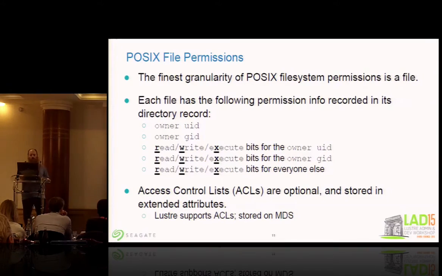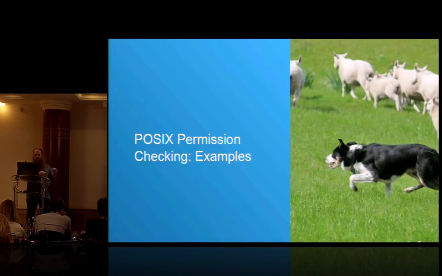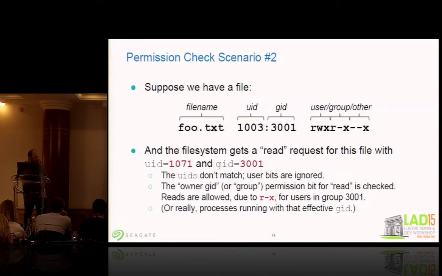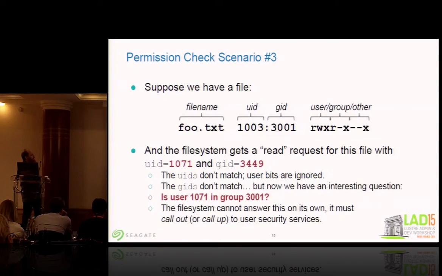So, the actual permission check scenario, I'll zip through this, but mainly the idea is that when the numbers match in the record and in the request, things are good. So if you have a group that matches the group, you're good. And when you have a UID that doesn't match the UID and the group ID that doesn't match the group ID, you have a question of how does the file system know how to deal with this permission?